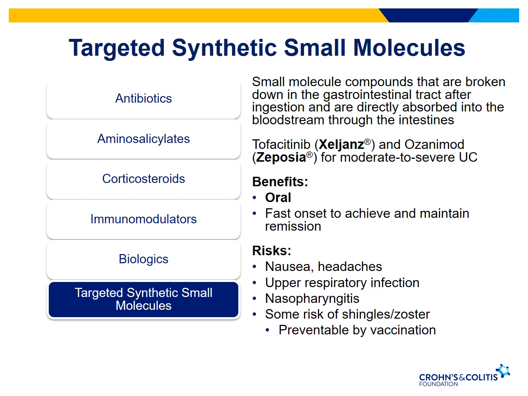So over the last few years, there are some oral small molecule compounds that have been approved for treatment of ulcerative colitis. So what are small molecules? Just as the name implies, unlike biologics, which are large molecules, these are smaller molecules that are broken down in the GI tract and absorbed into the bloodstream through the intestines. And the ones that are currently approved are tofacitinib, known as Xeljanz, and ozanimod, known as Zeposia, both for the treatment of moderate to severe ulcerative colitis.